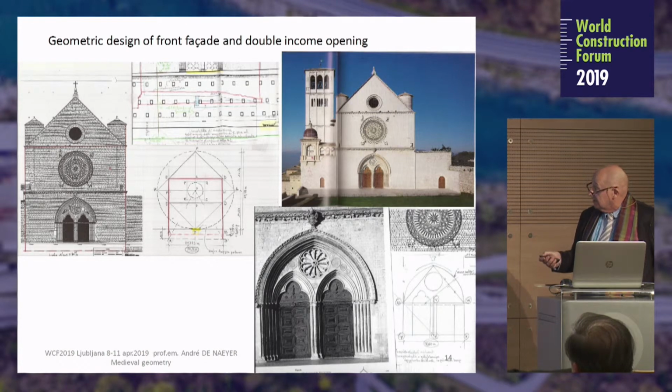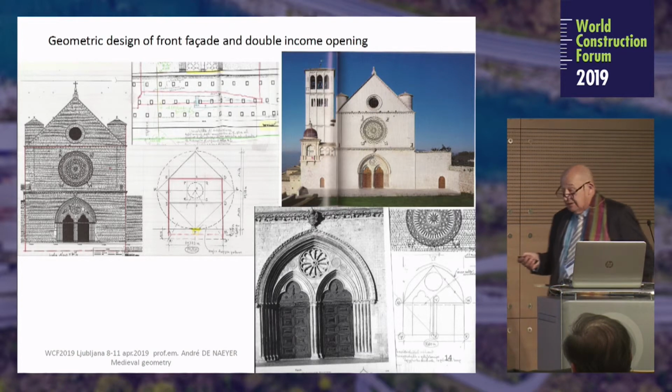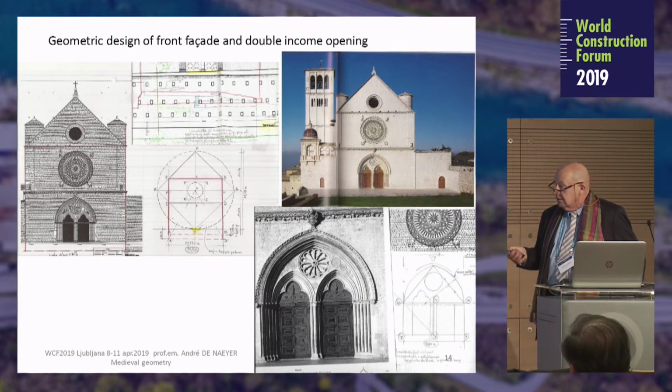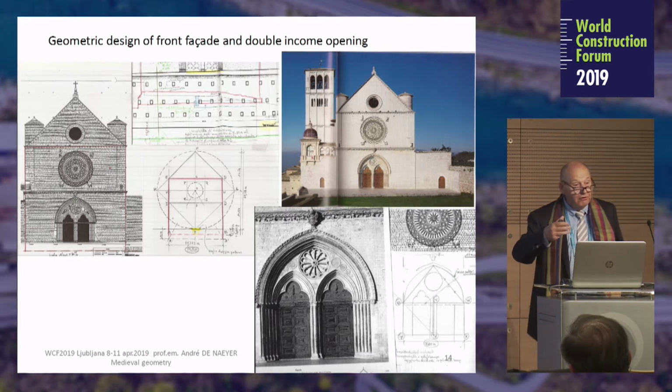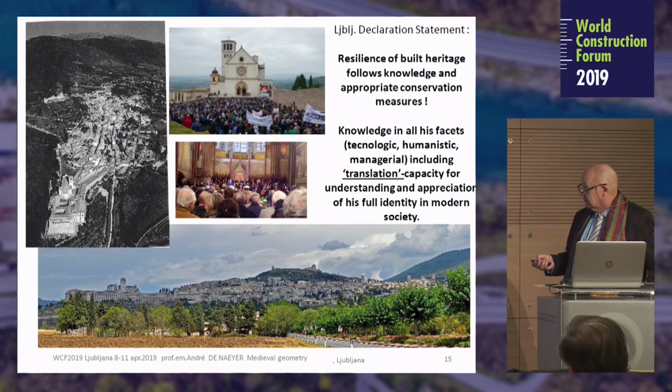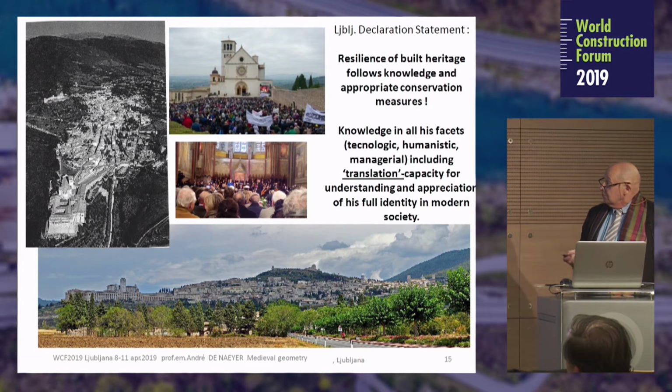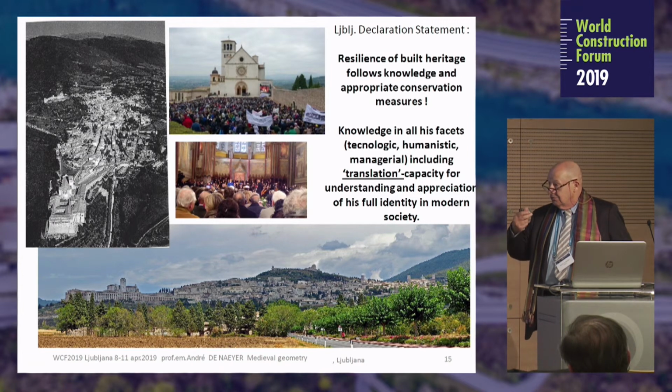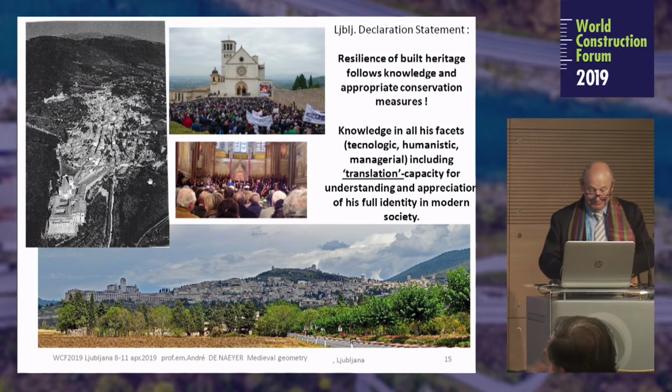Also, the project of the facade is full of geometry, and I must say, this is not Kabbalistic theory. This is only geometry of the circle, the square, the triangle, and these are the three basic shapes, which are full of symbolism, of course. The circle is an endless line without beginning, without end, so that's the symbol of God. Even the entrance is projected in this way. So this is the final project, which, as I was asked, the declaration: resilience of built heritage follows the knowledge and appropriate conservation measures, with the translation of the historic documentation into modern documentation. Thank you.